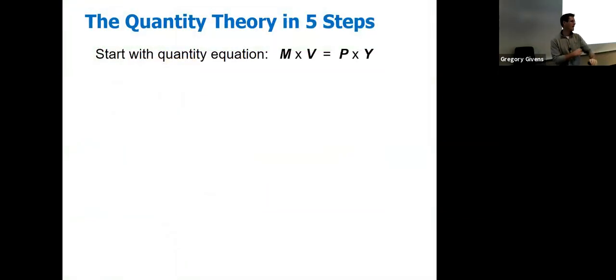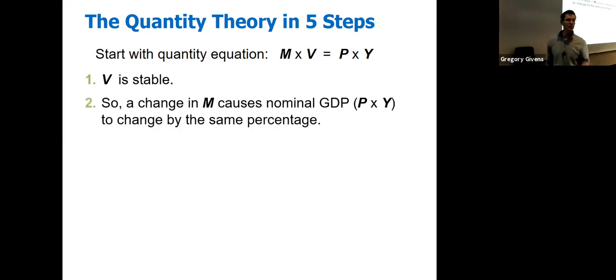So if you want to analyze through the quantity equation how changes in the money supply affect prices and how growth in the money supply affects inflation, step one is to assume that the velocity of money is fixed, is stable over time. Step two then is to recognize that if the velocity of money is fixed, then a change in the money supply should cause the same percentage change in the nominal value of GDP, right? In other words, if the money supply goes up by 10%, then nominal GDP should also go up by 10% because the velocity of money is fixed.